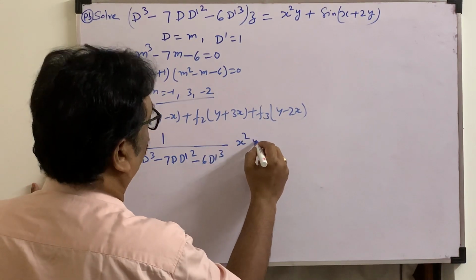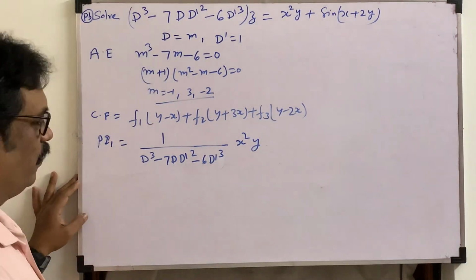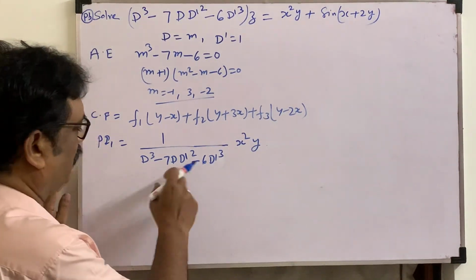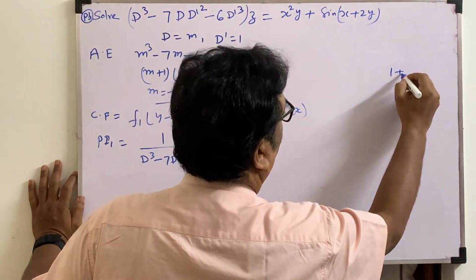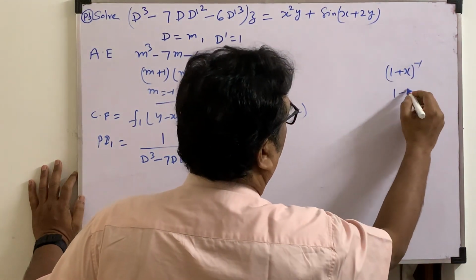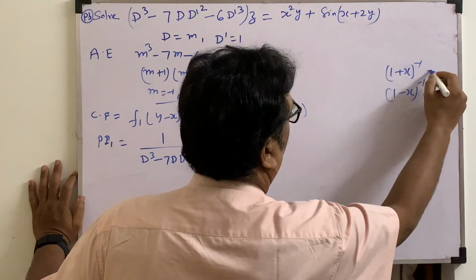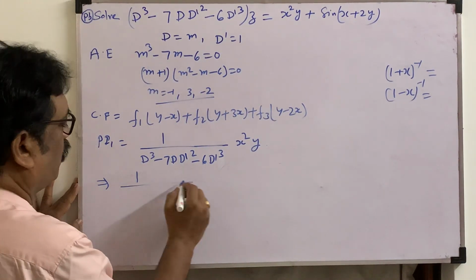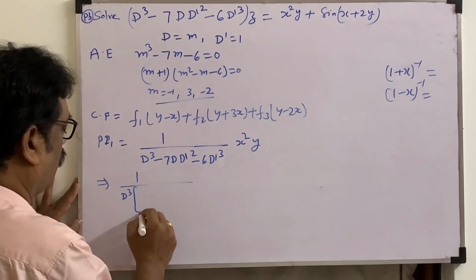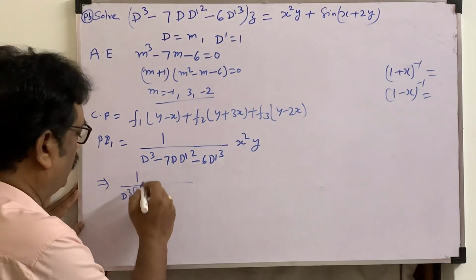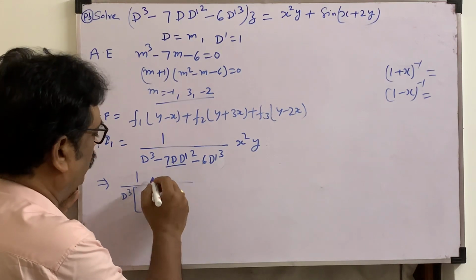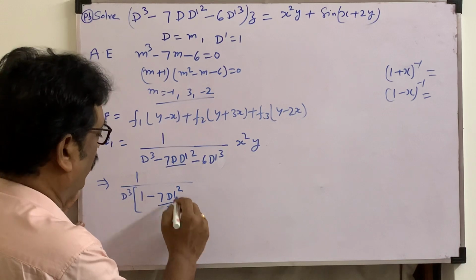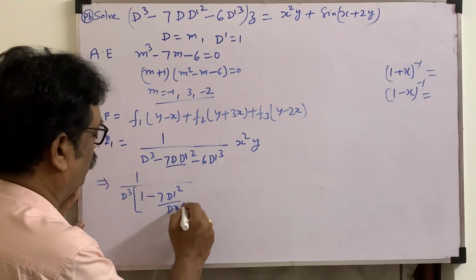So x square y I am taking, x power 2, y to power 1. So what is the algebraic expression? We'll take either 1 plus x power minus 1 or 1 minus x power minus 1 form. We'll bring this. See here, you take D cube common. So here what will come? 1. Now D cube once taken common, minus 7 D dash square by D square, one D gets cancelled, so it will be D square.